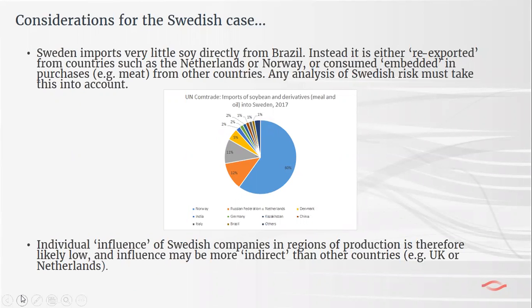And from an implementation perspective, of course, if we're thinking about acting on the results of such an analysis, it's important to bear in mind that the influence of Swedish companies in regions of production is likely to be relatively small, given the fact that Sweden is a relatively small soy consumer across Europe and across the world. And that's just something to consider, I think, when thinking about what activities might be engaged with and what processes and what forms that engagement might take.